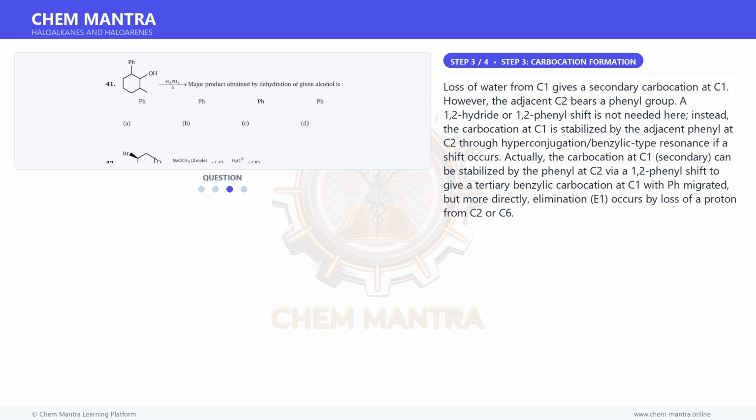Instead, the carbocation at C1 is stabilized by the adjacent phenyl at C2 through hyperconjugation, benzylic-type resonance if a shift occurs. Actually, the carbocation at C1, secondary, can be stabilized by the phenyl at C2 via 1,2-phenyl shift to give a tertiary benzylic carbocation at C1 with phenyl migrated, but more directly, elimination, E1, occurs by loss of a proton from C2 or C6.